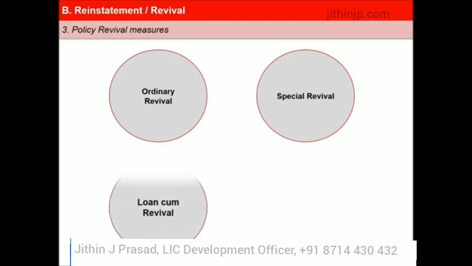Third, loan cum revival. It involves 2 transactions, that is, simultaneous granting of a loan and revival of the policy. The arrears of premium would be calculated in the usual manner as under any ordinary revival scheme. Fourth, installment revival. It is allowed when the policyholder is not in a position to pay arrears of premium in a lump sum, nor can the policy be revived under special revival scheme. Also, the arrears of premium would be calculated in the usual manner as under an ordinary revival scheme.